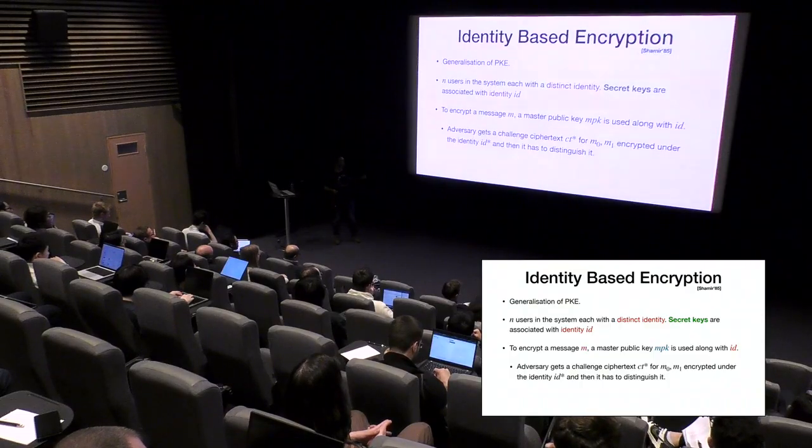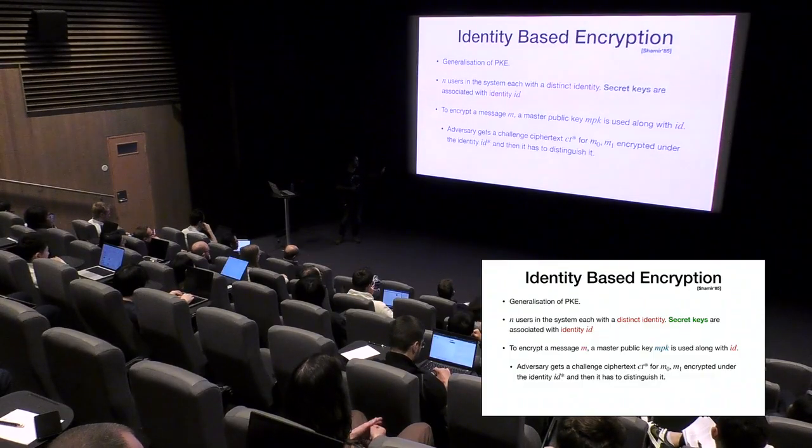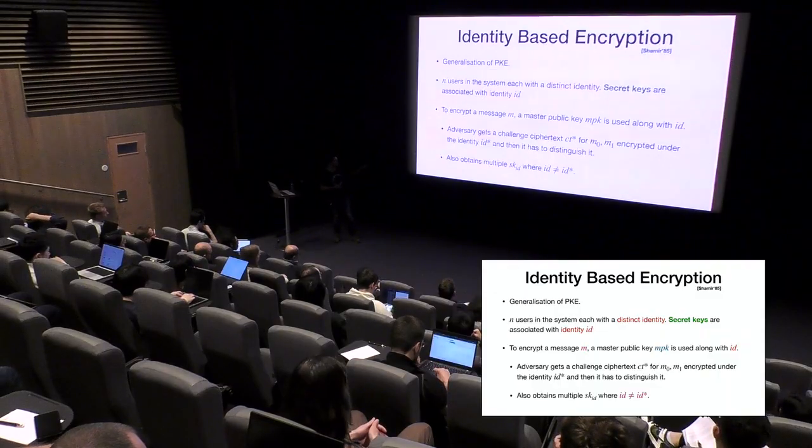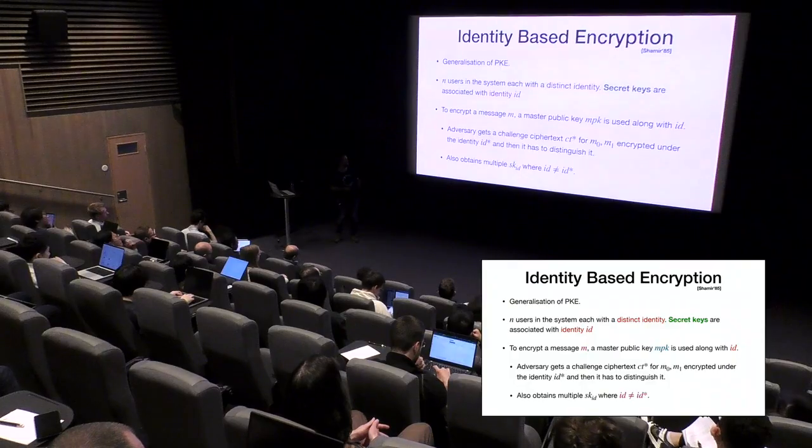And the security is, the adversary gets a ciphertext, which is an encryption of M0 or M1, under some identity ID star, which is chosen by the adversary, and it shouldn't be able to distinguish the ciphertext, provided it also sees multiple secret keys for identities which are not equal to the challenge identity.